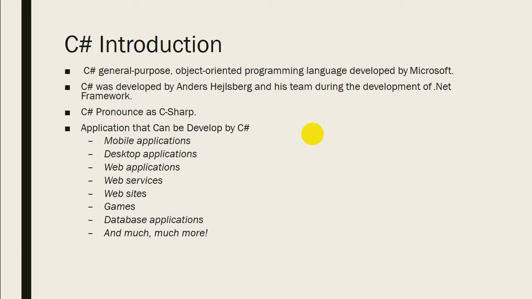So C# is developed by Microsoft. The team that developed C#, the team leader was Anders Hejlsberg and his team. They were developing the .NET framework, and during the development of the .NET framework, they developed the C# programming language. So as you see, C# is written like C with that hash symbol, but it is pronounced like C sharp.